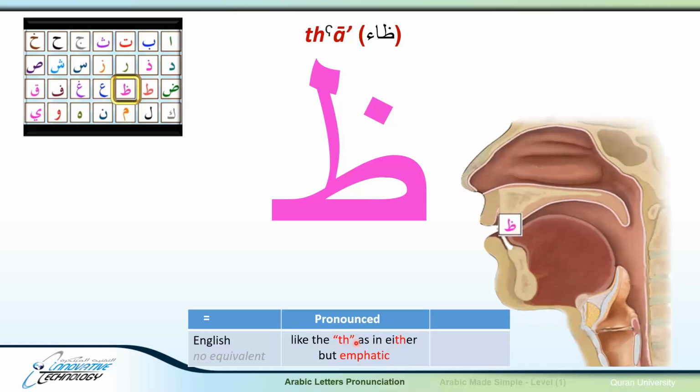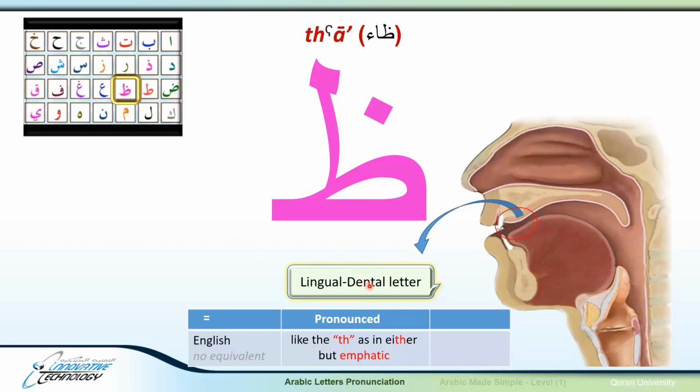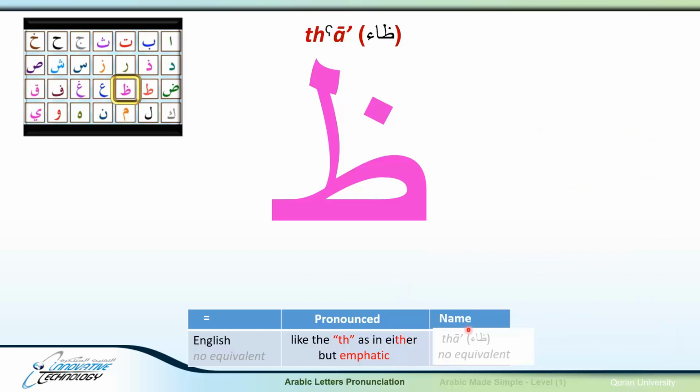It is different from the other letter and articulates near the gum, so they are classified as lingual dental letters. Dental because the articulation point is close to the teeth. Lingual because the tongue is brought close to the teeth, and accordingly we classify it as a lingual dental letter. It's called va, like the ta but with a dot, in writing, in name, but different in pronunciation.